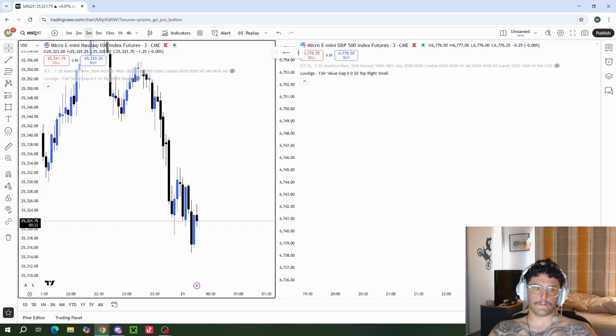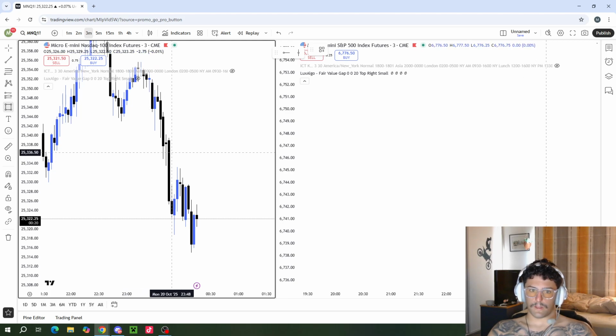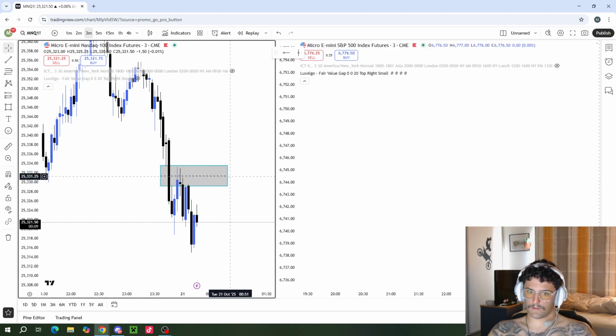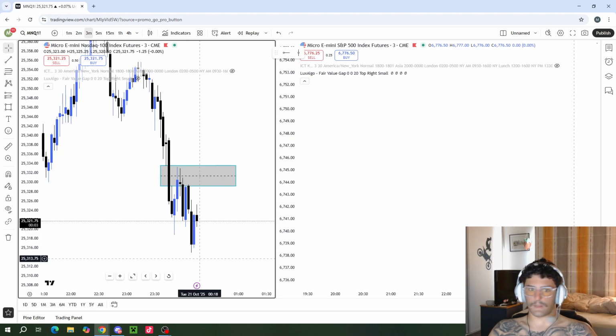Sweet. Alright. Our first one, our three candlestick pattern. One, two, three. For the bearish example, from the bottom of this candle to the top of this candle. Boom. That is our imbalanced price range. Fair value gap number 1.